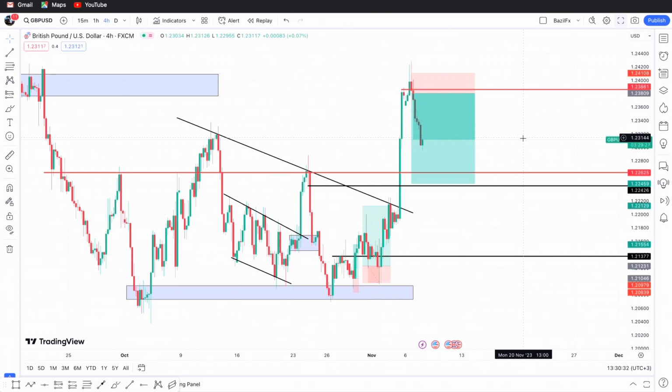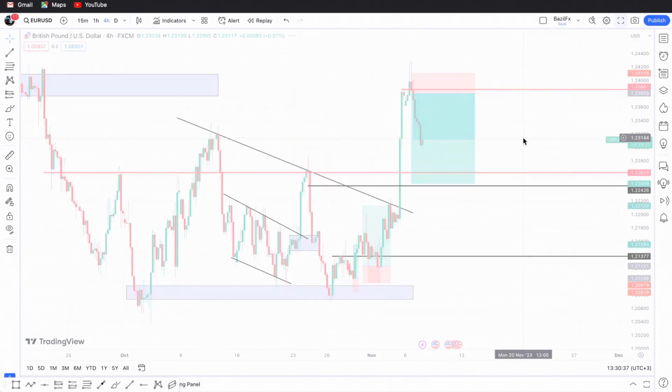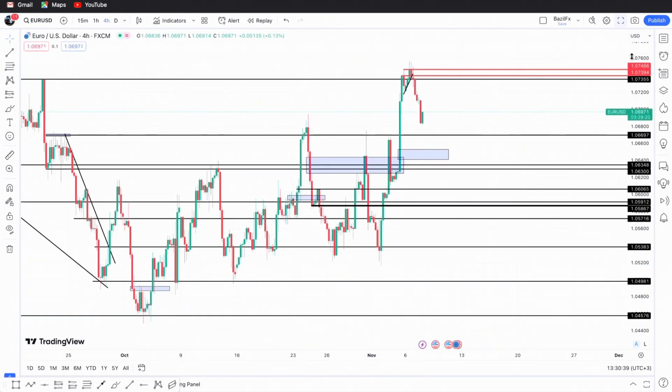Like, we're looking at their health, you know. So as simple as that, traders. So let's jump onto this pair right here. I love to trade this pair, EUR/USD.